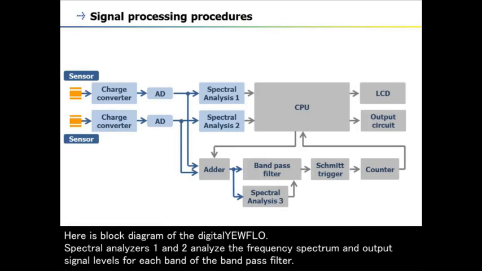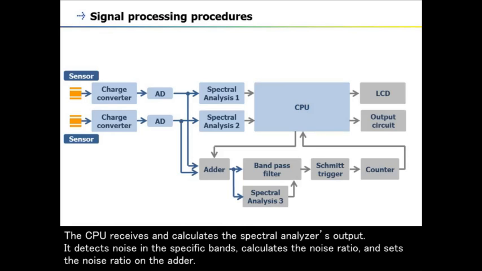Spectral analyzers 1 and 2 analyze the frequency spectrum and output signal levels for each band of the bandpass filter. The CPU receives and calculates the spectral analyzer's output. It detects noise in the specific bands, calculates the noise ratio, and sets the noise ratio on the adder.